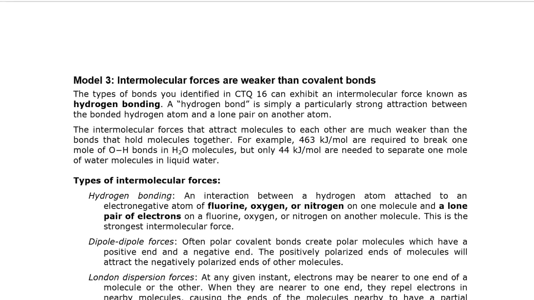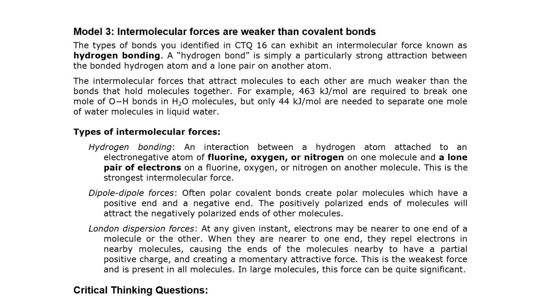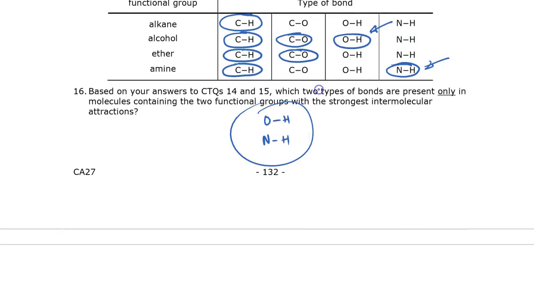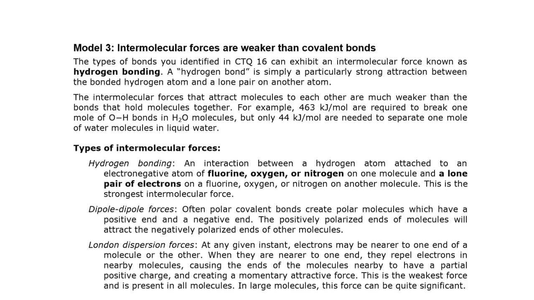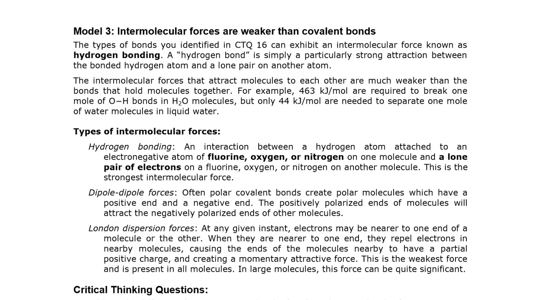And in Model 3, we're going to just read some paragraphs that explain what it is about those particular types of bonds, or how we recognize the particular types of bonds that have those strongest intermolecular attractions. So what you need to do is read through this model. So pause the video now and read this model, read the types of forces. These are things you're going to need to commit to memory and be able to apply. So pause, read that now, and think about it.